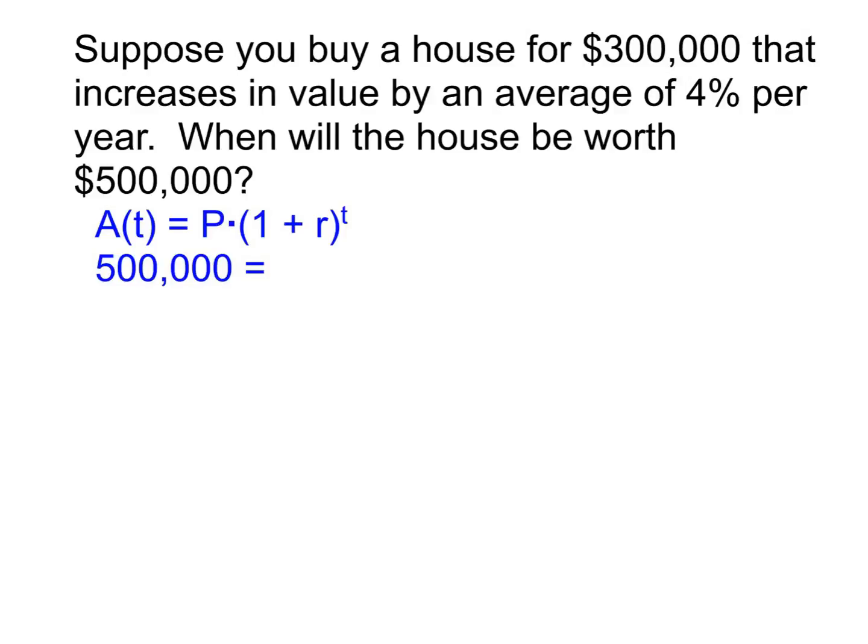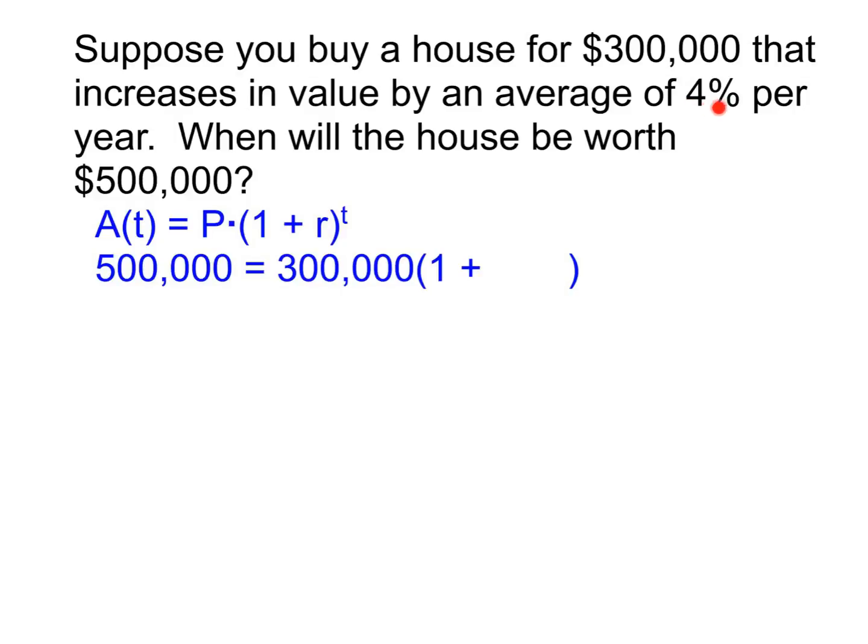P is next. P stands for principal. What is our principal in this problem? 300,000, absolutely. Why is it 300,000? Because that's what we're starting with. That's what we're at right now before we start building the interest. Then, it's going to be the 1 plus the R. So now we got to figure out what R is.